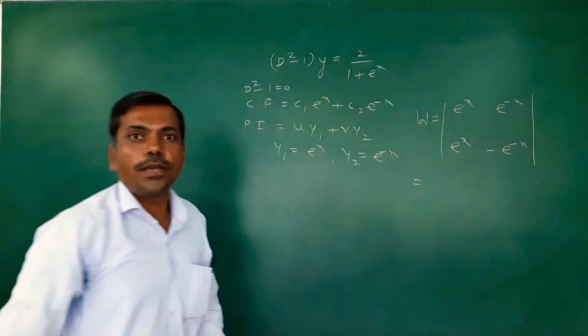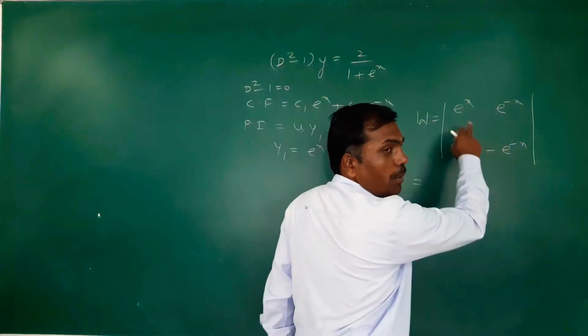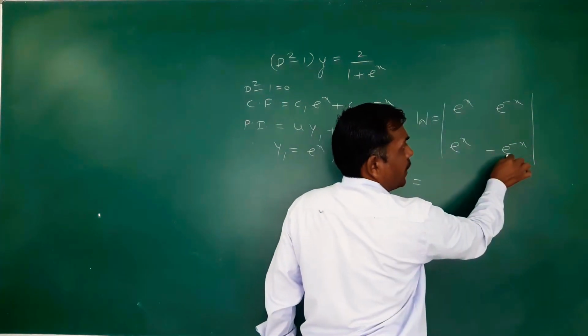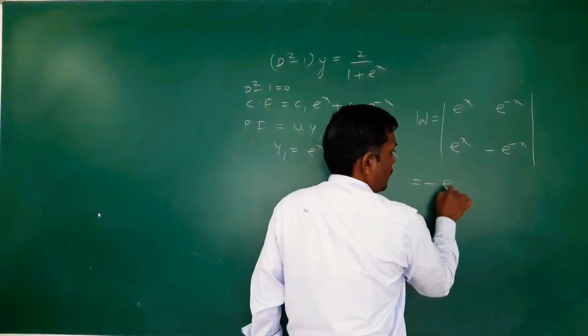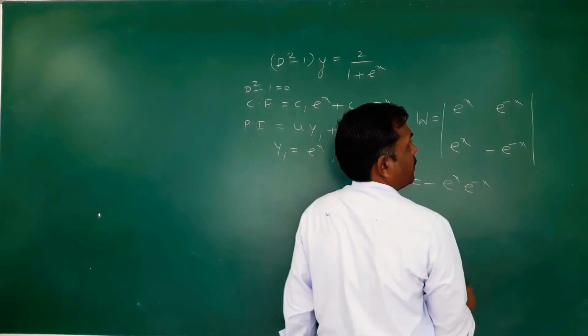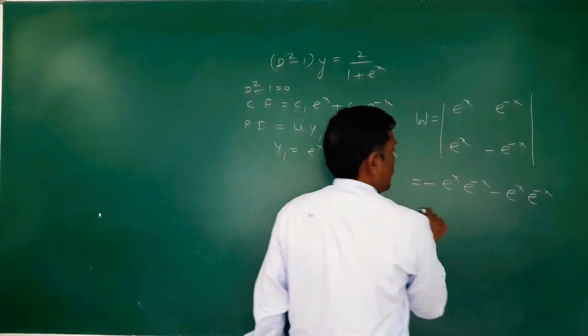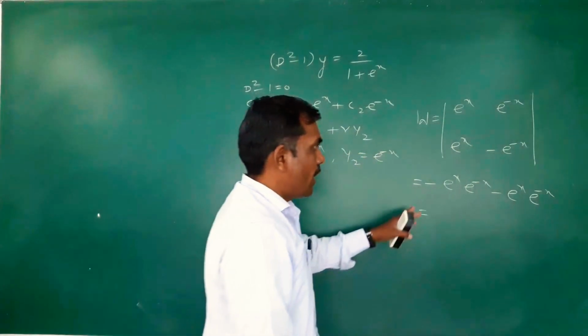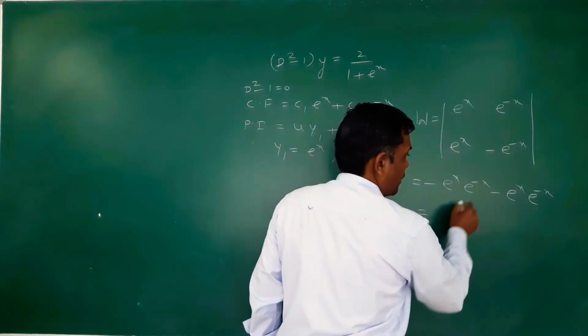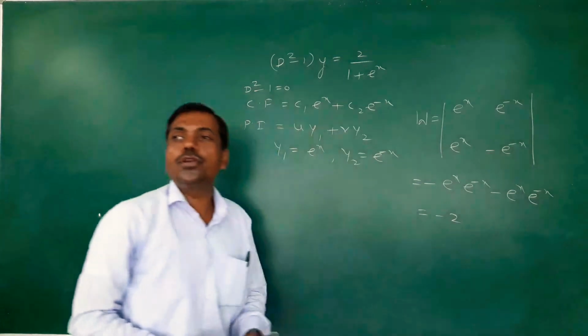Correct? So I get here, simplify: e raised to x into e raised to minus x, minus e raised to x into e raised to minus x. Correct? So my answer is, this gets cancelled, minus 2. So w is minus 2.